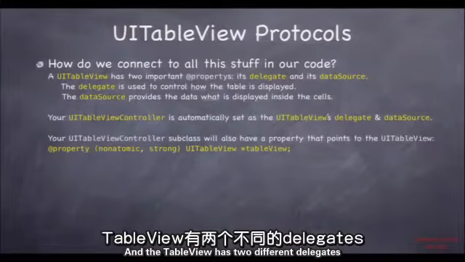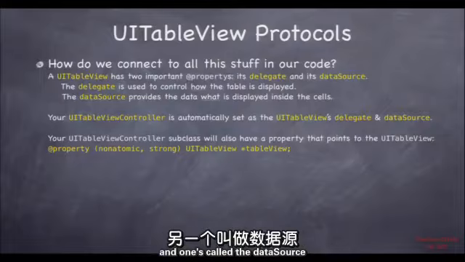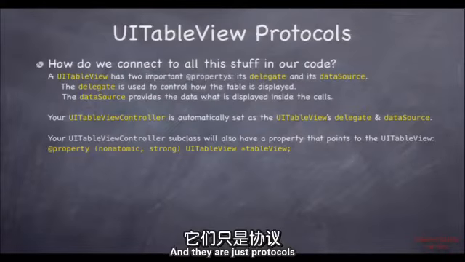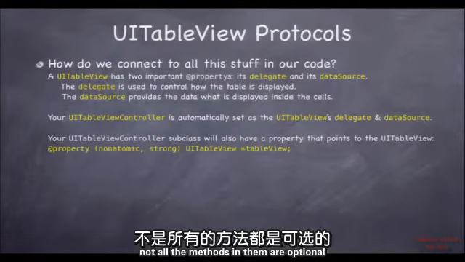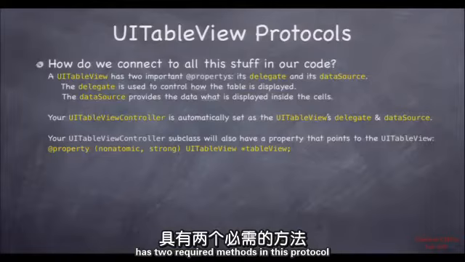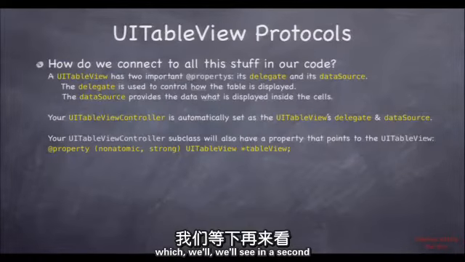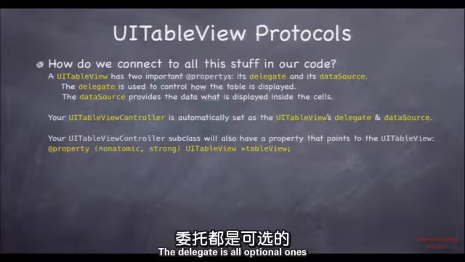The table view has two different delegates. One's called the delegate and one's called the data source. And they're just protocols. Unlike split view controller or scroll view, not all the methods in them are optional. The data source one has two required methods in its protocol, which we'll see in a second. The delegate ones are all optional.